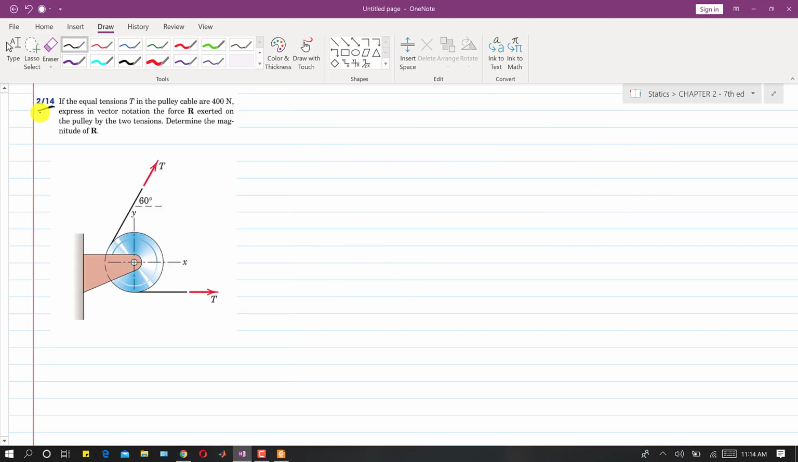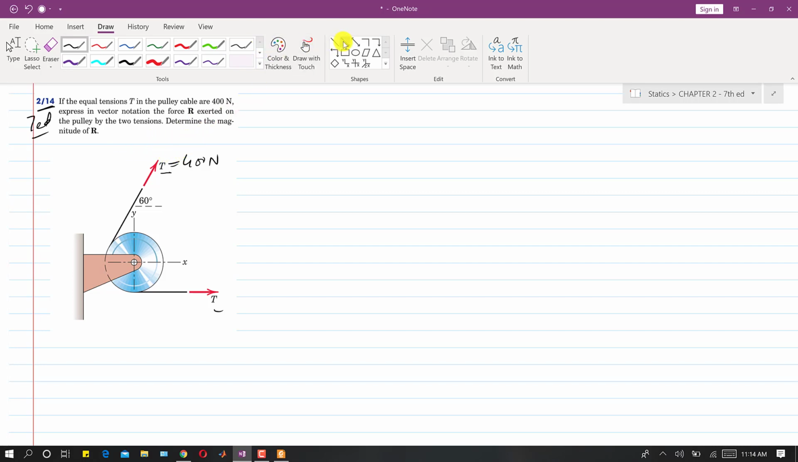Now the next problem is problem 214. It is also from 7th edition, right? It says that the equal tensions in the pulley cable are 400 Newton, so this T and this T, both are 400 Newton. Express in vector notation the force R exerted on the pulley by the two tensions. We need to find the resultant of these two tensions, which will be the force applied by this pulley, and determine the magnitude of that R.